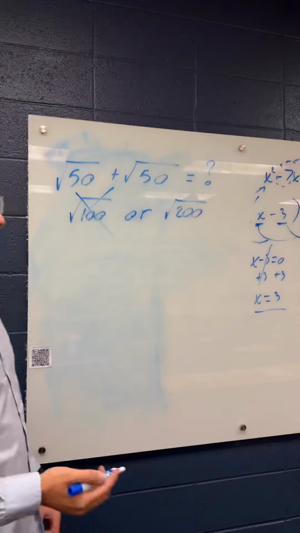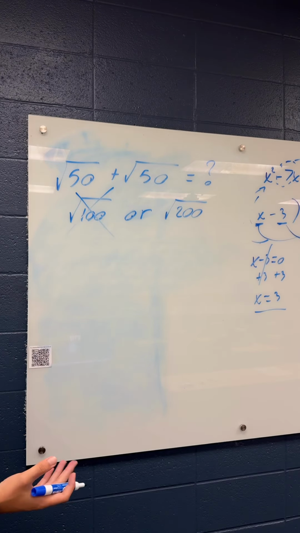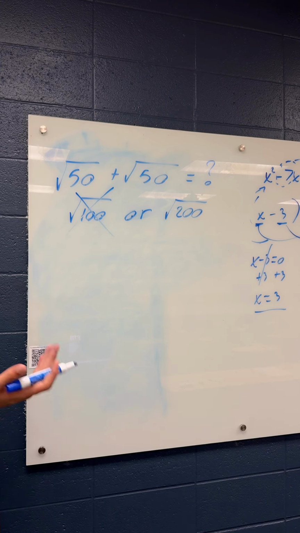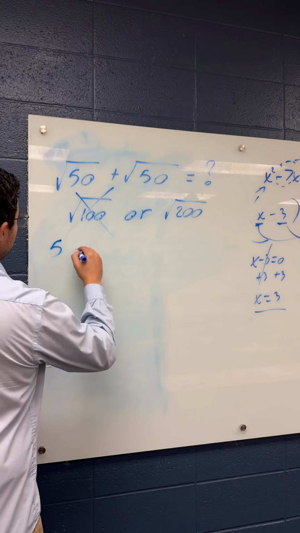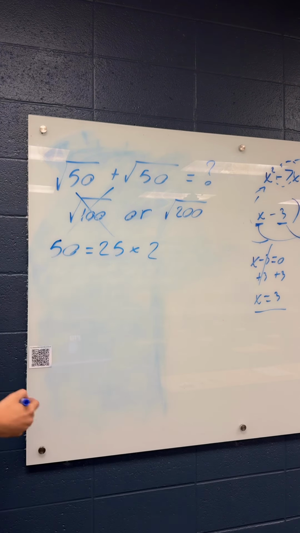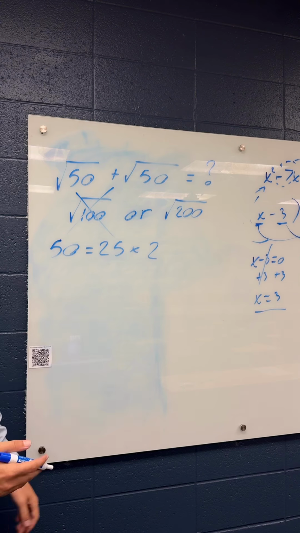The way you want to approach this is by trying to think of 50 as a product of two numbers and have one of those numbers be a perfect square. A perfect square is a number that you can take the square root of and get a whole number. So 50 is really 25 times 2. And 25 is a perfect square because we know the square root of 25 is 5.